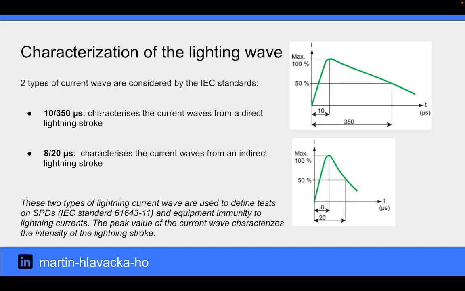Two types of current waves are considered by IEC standards. The first is 10/350 and characterizes the current waves produced by a direct lightning strike. And the second is 8/20, which characterizes the current waves coming from an indirect lightning strike. These current waves are used to define SPDs and equipment immunity tests to lightning currents. The maximum value of the current wave characterizes the intensity of the lightning.